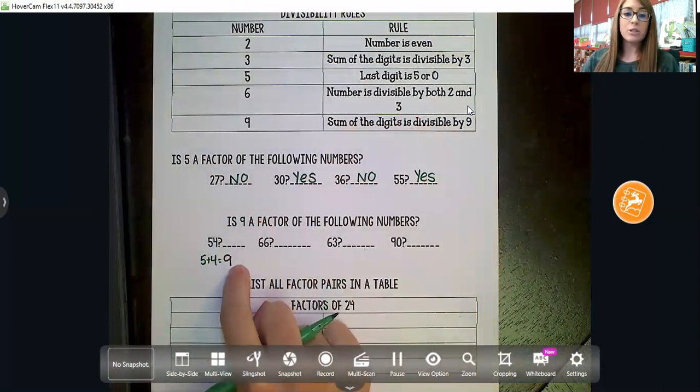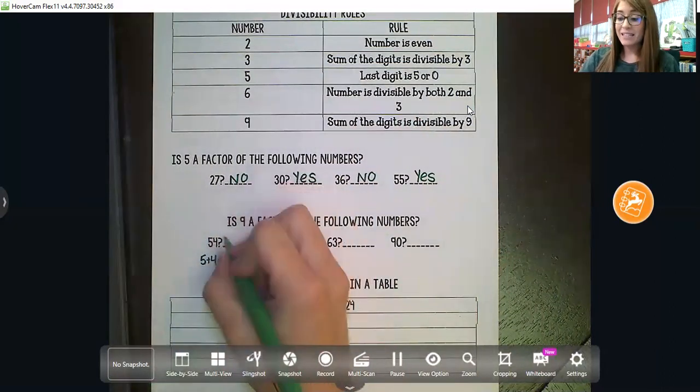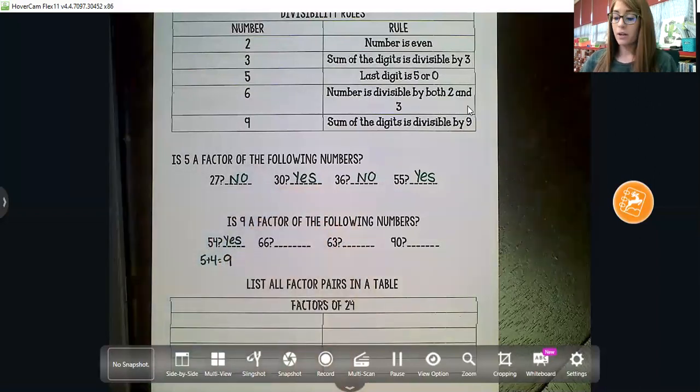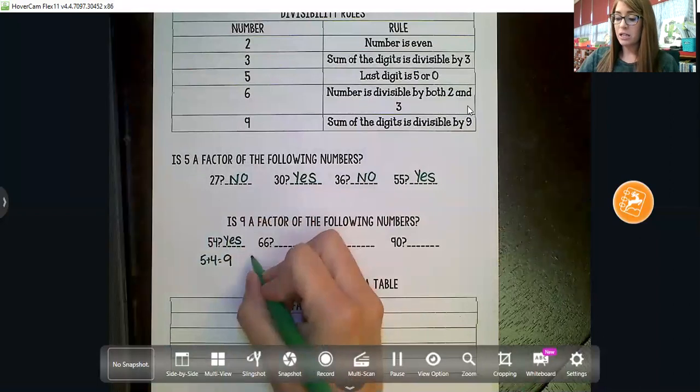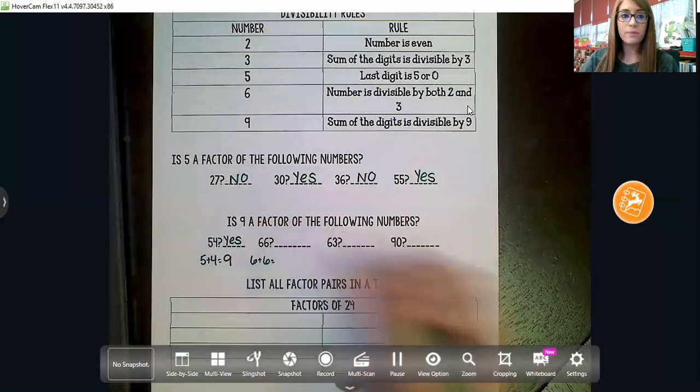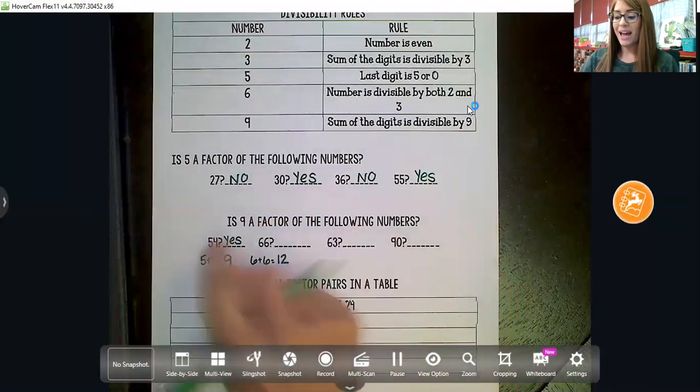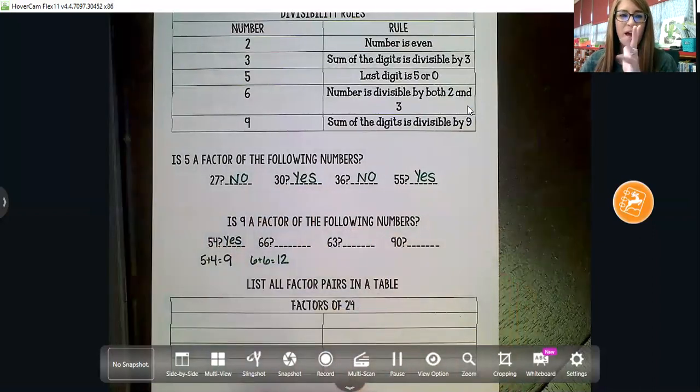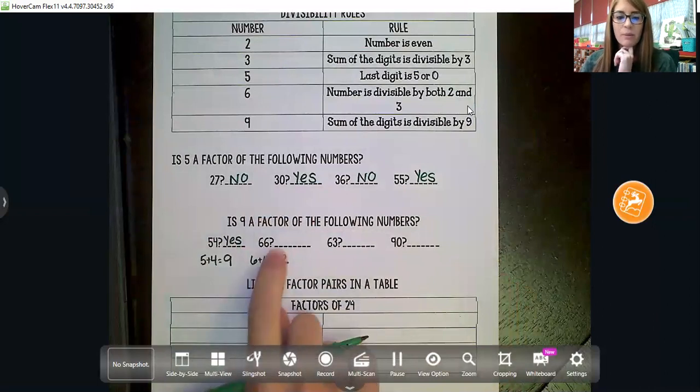Yes, it can. So that means that 9 is a factor of 54. Very good. Okay, what about 66? 6 plus 6 is going to give me what? Good, 12. Can 9 go into 12 evenly without a remainder? No, that's going to give us a remainder here. So that means that 9 is or is not a factor of 66.